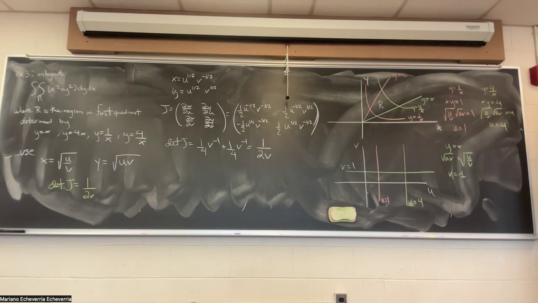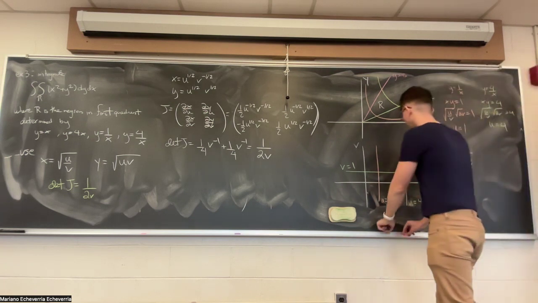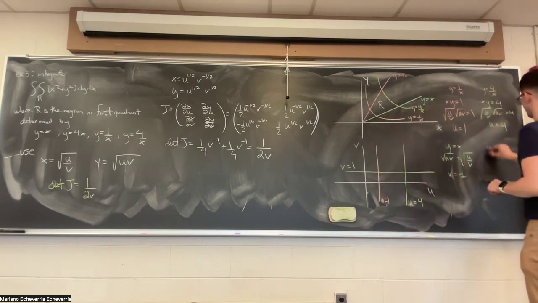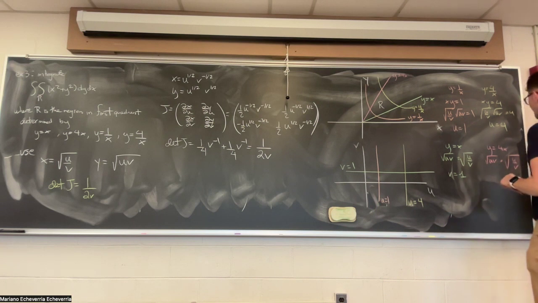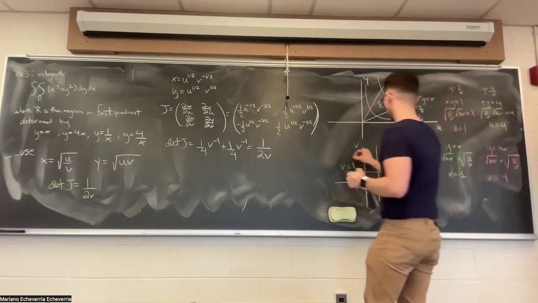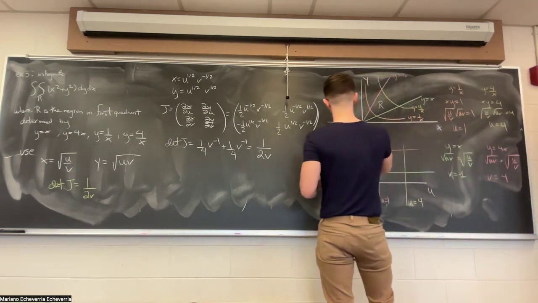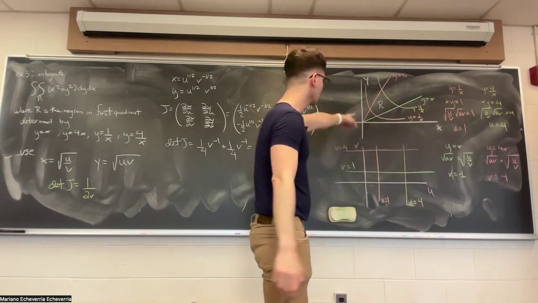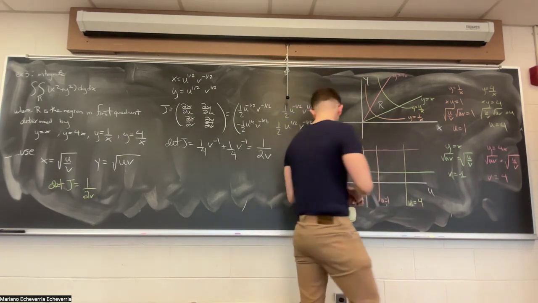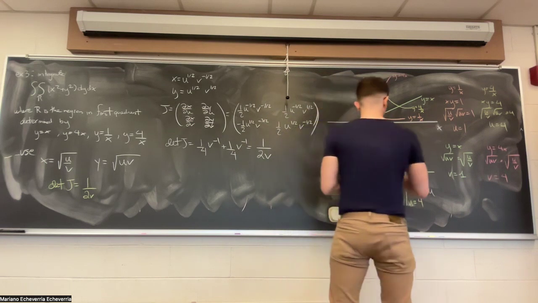Okay. And for the last one, which is y equals 4x, what happens with y equals 4x? You get root of uv equals root of u over v. And because of the same, you get v, but now v equals 4, and v equals 4 looks like this. So this region R on the UV plane gets transformed into this thing.